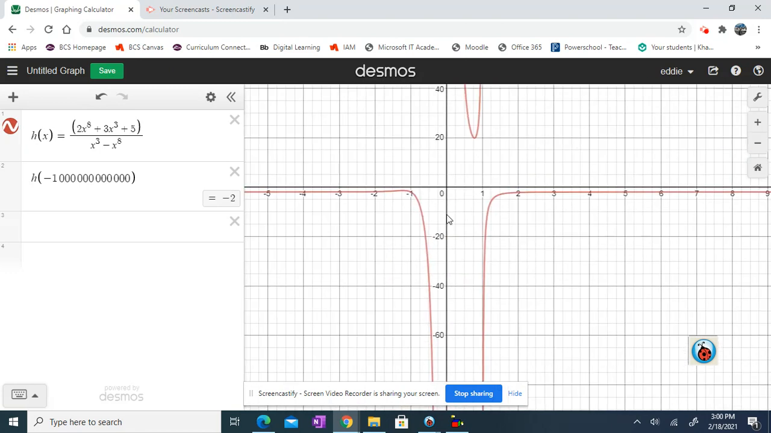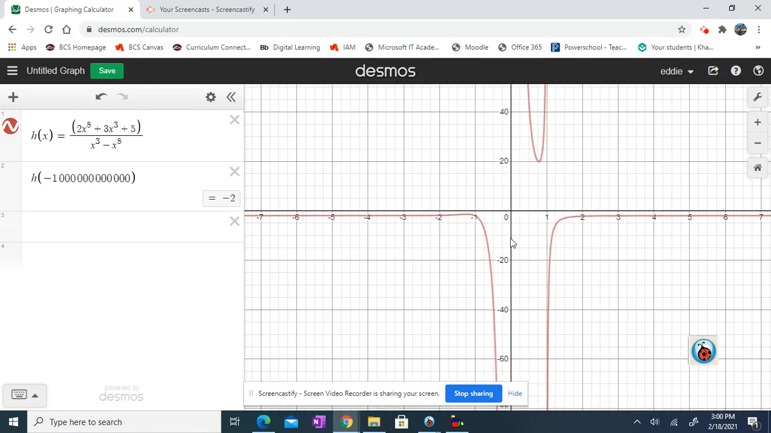So this graph then should be approaching the line y equals -2. So if I put in, and there you can see, when I put in -1 billion, I do get -2, right? And if I put in positive, I still get -2. Now it's not really -2, it's just so close to -2 that it rounds to -2.